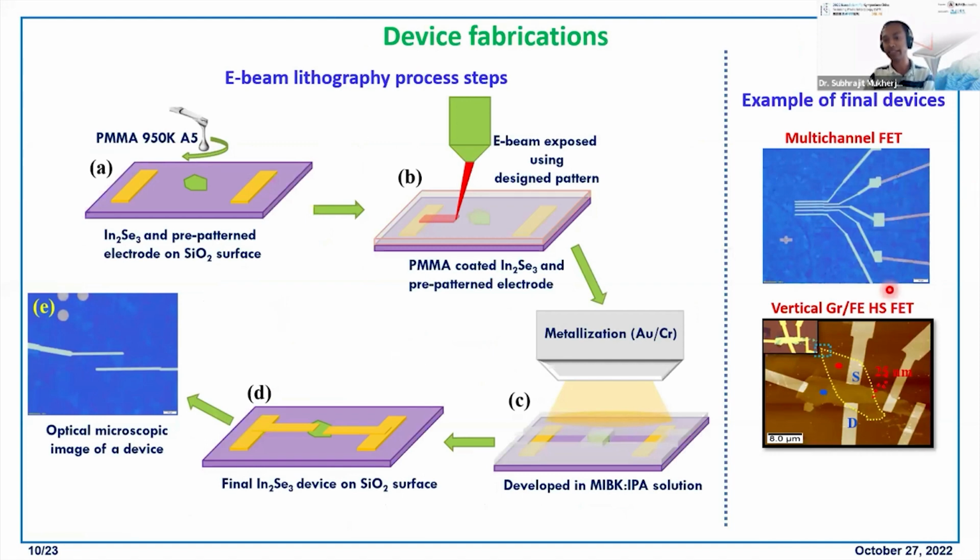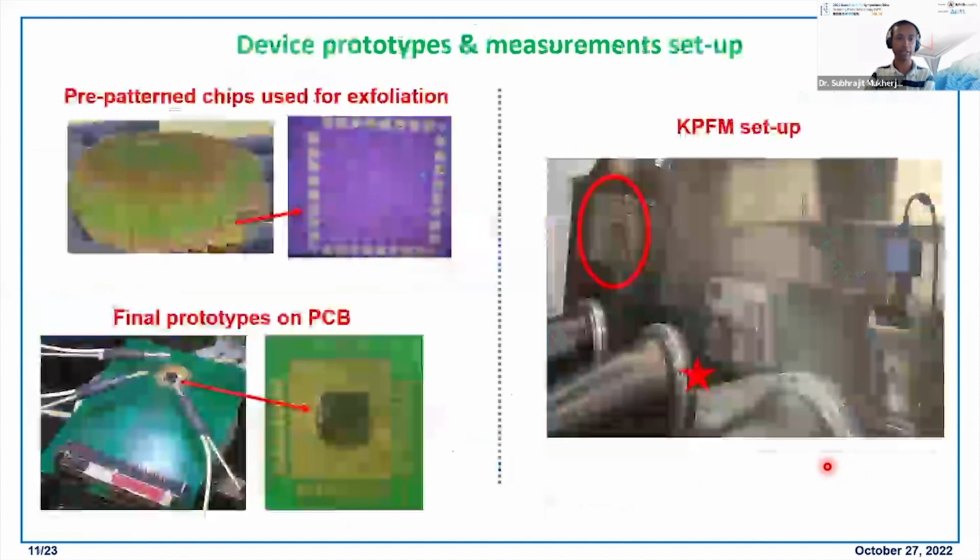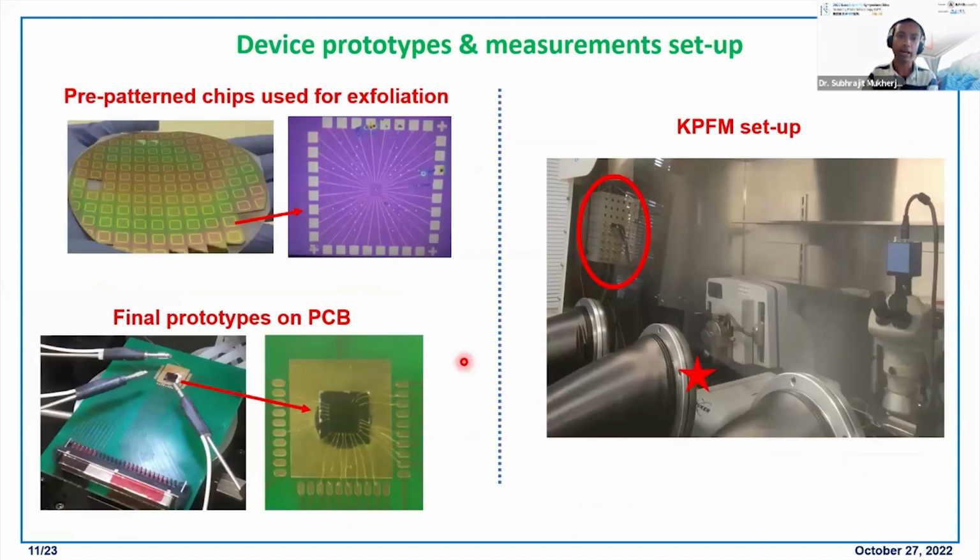These are examples of multi-channel FETs, or one of the vertical graphene-ferroelectric heterojunction FETs. It's a vertical FET, where the graphene is your channel material and the bottom indium selenide layer is used as the ferroelectric layer to control the conductivity in the graphene channel. These are prototypes of our devices and our setup, which we are using for the Kelvin probe measurement.